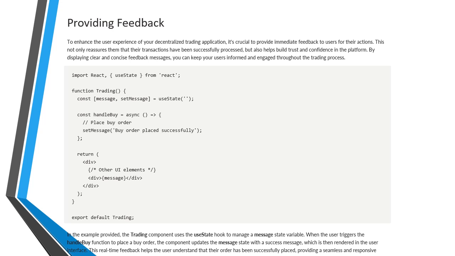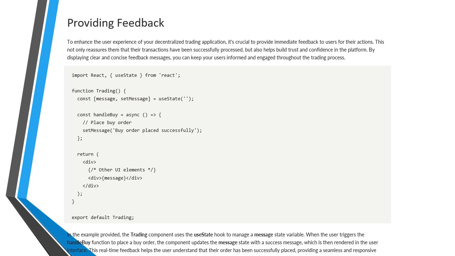Feedback for confirmation of any message also. We can do that with this code. Here we use the useState hook from React, and then we define a function Trading, in which we set a setMessage function, and we have a handleBuy constant, which is an asynchronous function, and we can set the message here as order placed successfully, and then the basic HTML.